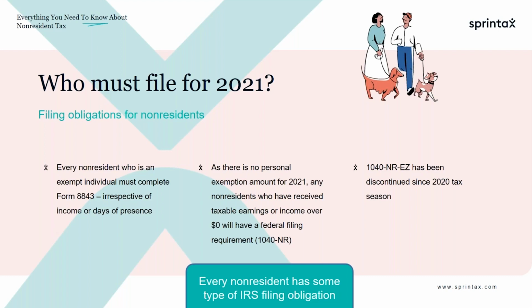And as there's no personal exemption amount for 2021, if you receive any taxable US-sourced income as a non-resident in the US, you'll typically be required to report that on your federal tax return, which is Form 1040-NR. And for anyone who was here in prior tax seasons, you may have been familiar with the 1040-NR-EZ. This was a federal return form used in prior tax seasons, but it has since been discontinued since the 2020 tax filing season.